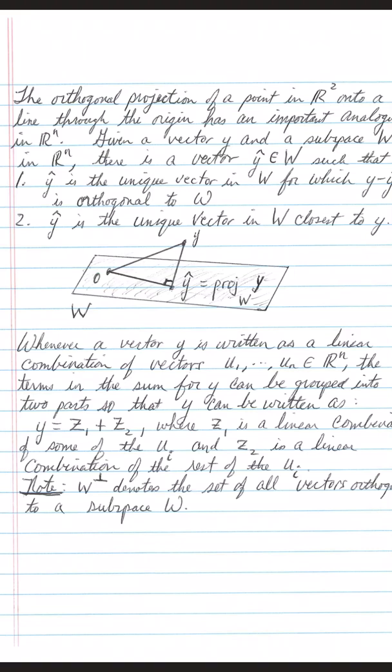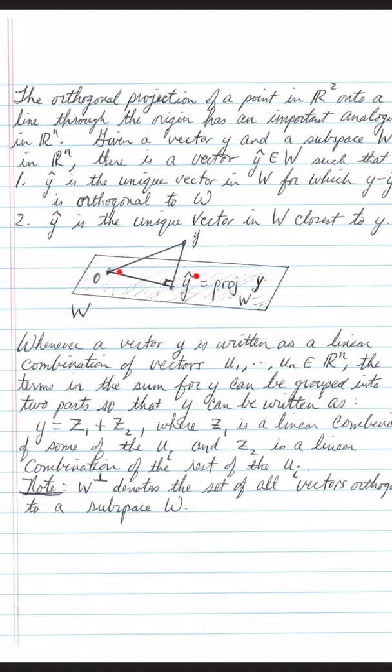The orthogonal projection of a point in R2 onto a line through the origin has an important analog in Rn. Given a vector y and a subspace W in Rn, there is a vector y hat such that y hat is the unique vector in the subspace W for which y minus y hat is orthogonal to W. Y hat is the unique vector in W closest to y.